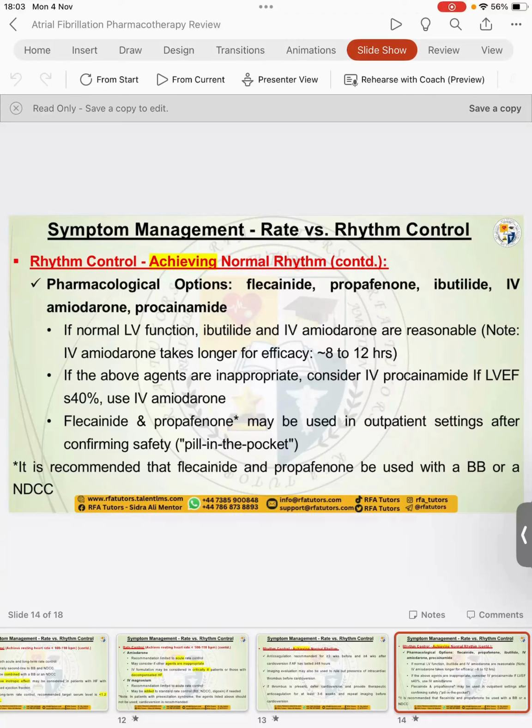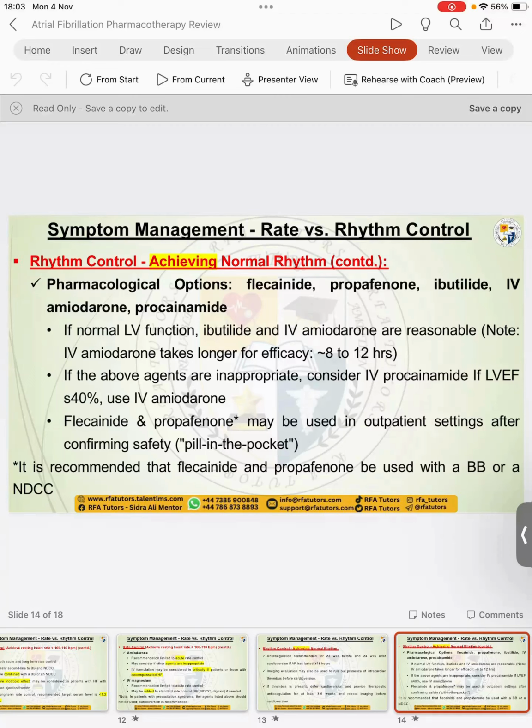And always remember, these are the medications which are most often asked about in the MRCP exam. We know that they can be used for chemical cardioversion, but you have to remember that these medications are contraindicated when the patient has a history of ischemic heart disease or LV dysfunction. In that case, we should avoid this medication for chemical cardioversion, or what we call rhythm control.